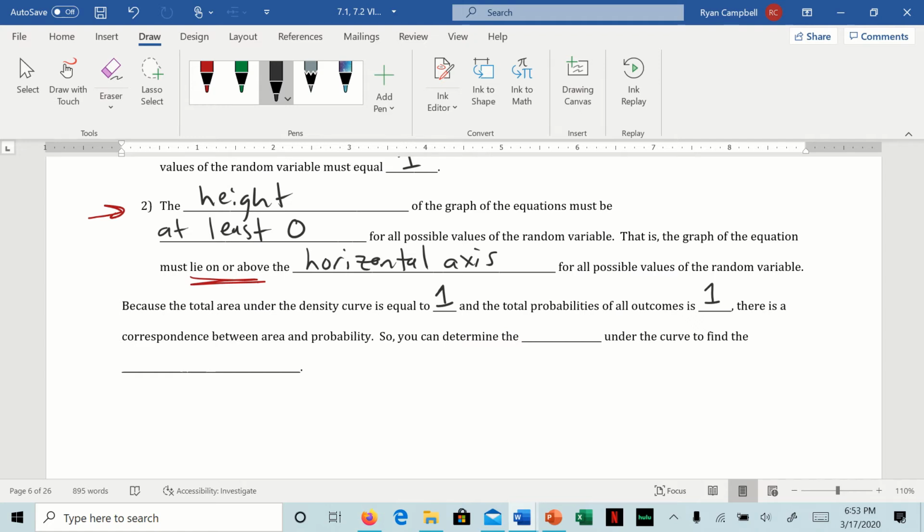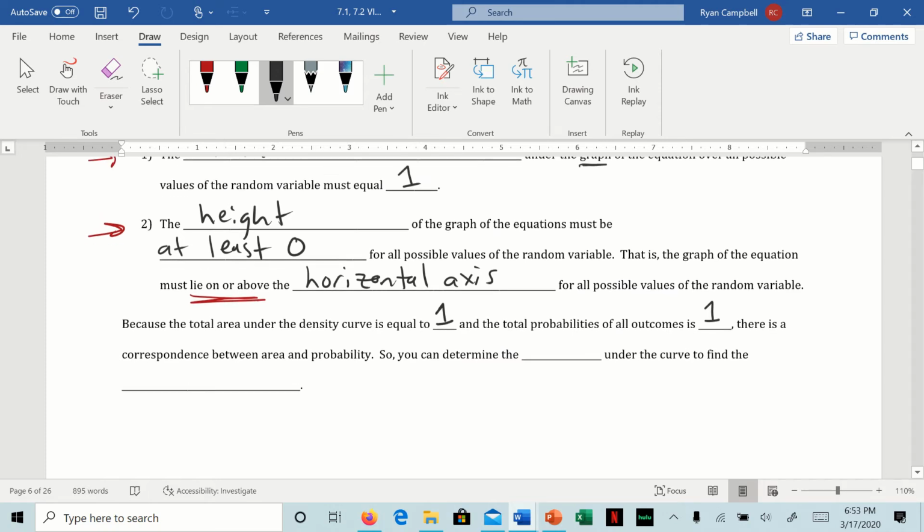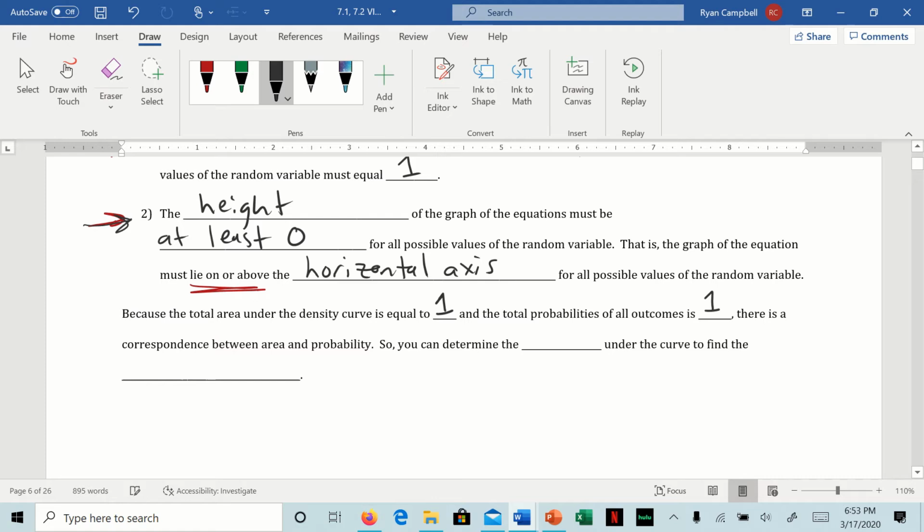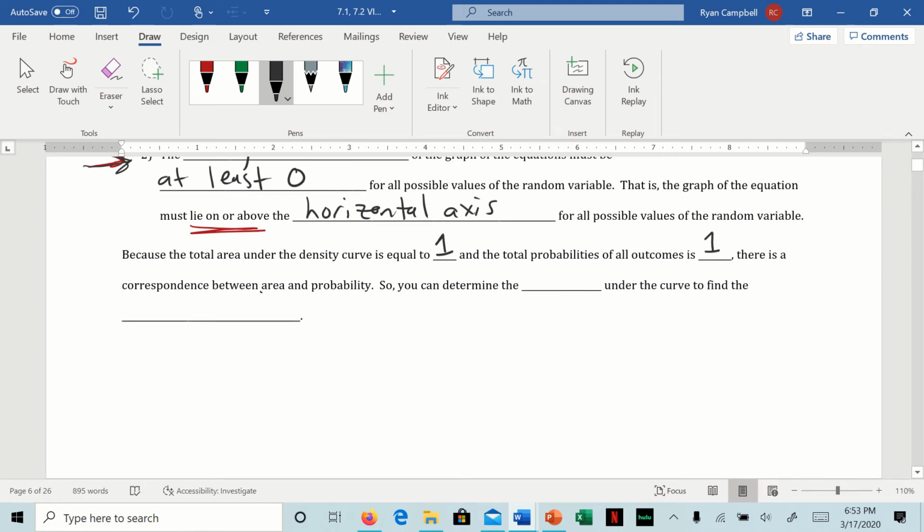So, since the area under the curve is 1 and the probability is 1, and the second thing, we know there has to be at least 0, essentially you end up with something between 0 and 1. This is starting to sound like area and probability can basically just be interchangeable. So now, you can determine the area under this curve to find the probability.